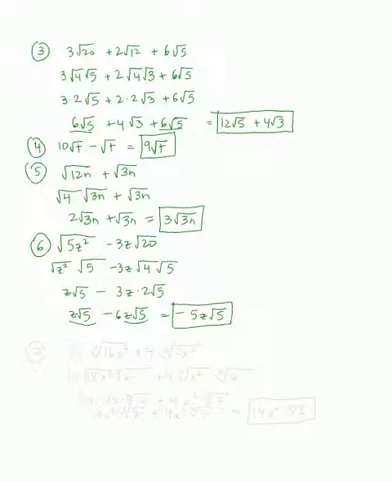Let's try one more, this time with cube root. This is going to be the hardest one. 5x times the cube root of 16x cubed plus 4 times the cube root of 2x to the 6th. Okay, we always rewrite the 5x here. Now we have two radicals here.